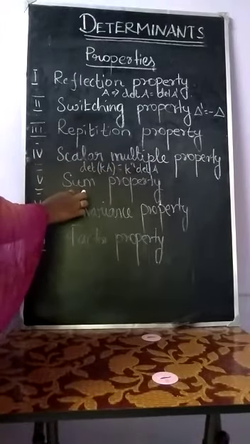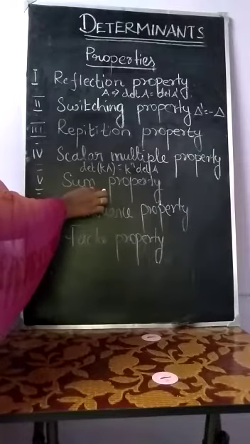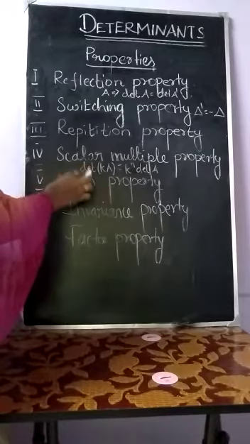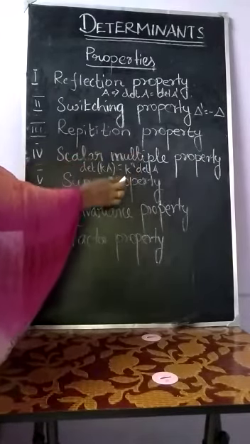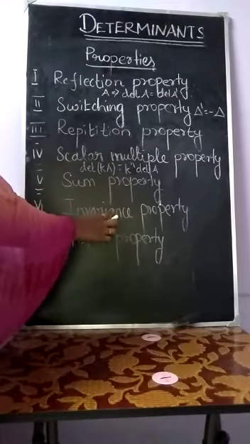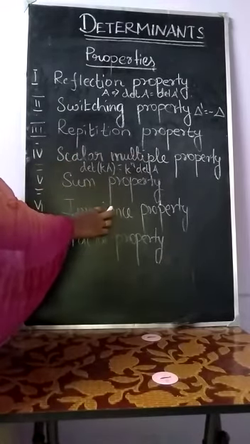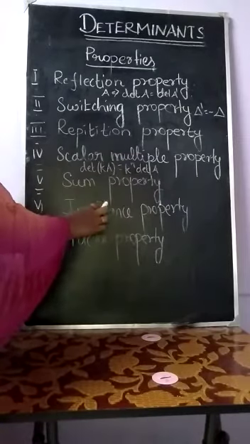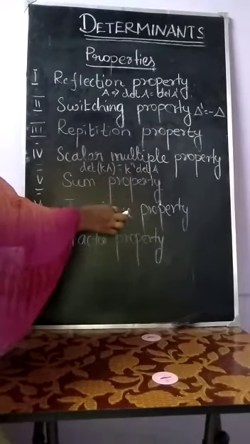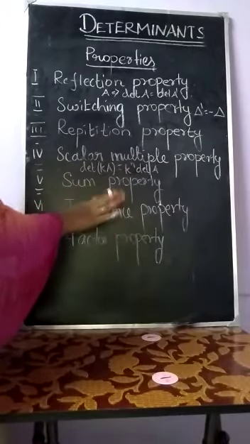The next one, sum property. If each element of a row or column of a determinant is expressed as the sum of two or more terms, then the determinant can be expressed as the sum of two or more determinants. That's all. The next one, invariance property. If to any row or column of a determinant, a multiple of another row or column is added, then the value of the determinant remains the same.